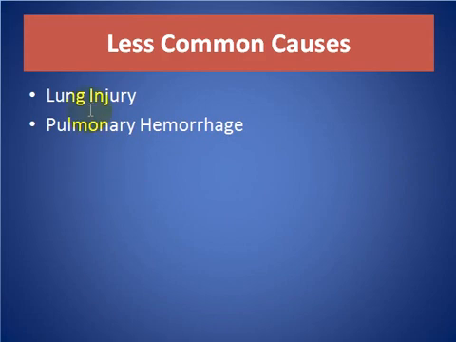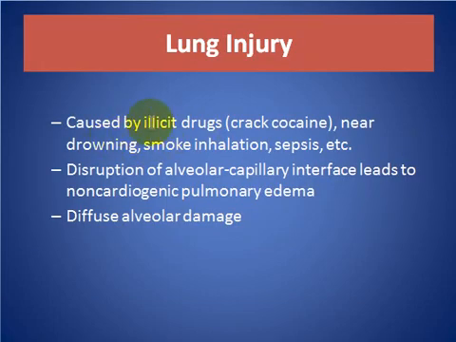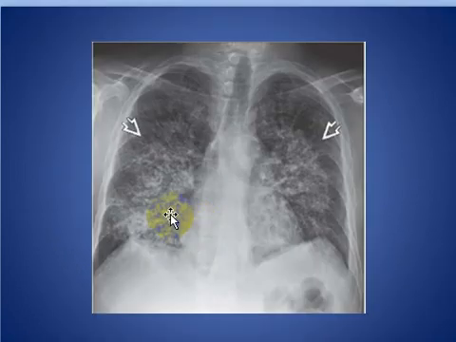Less common causes are lung injury and pulmonary hemorrhage. Lung injury is caused by drugs like cocaine, near drowning, smoke inhalation, and sepsis. Disruption of the alveolar capillary interface leads to non-cardiogenic pulmonary edema, diffuse alveolar damage. Here we see in the frontal chest X-ray bilateral central pulmonary edema in bat wing distribution due to inhalation of cocaine.